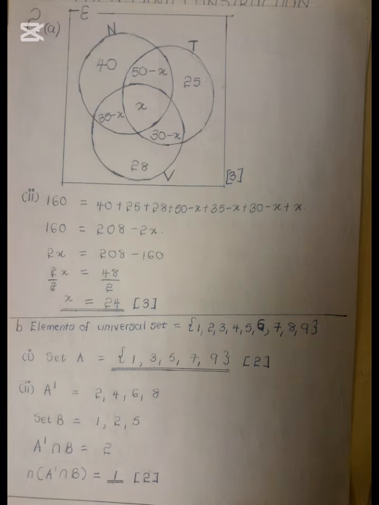The number of A prime intersection B, we are just going to write that it is 1 because we are having just one element that is appearing in both sets. So that was all about number 2. That was in June 2025. We can now proceed to number 3, which was a question on mensuration.